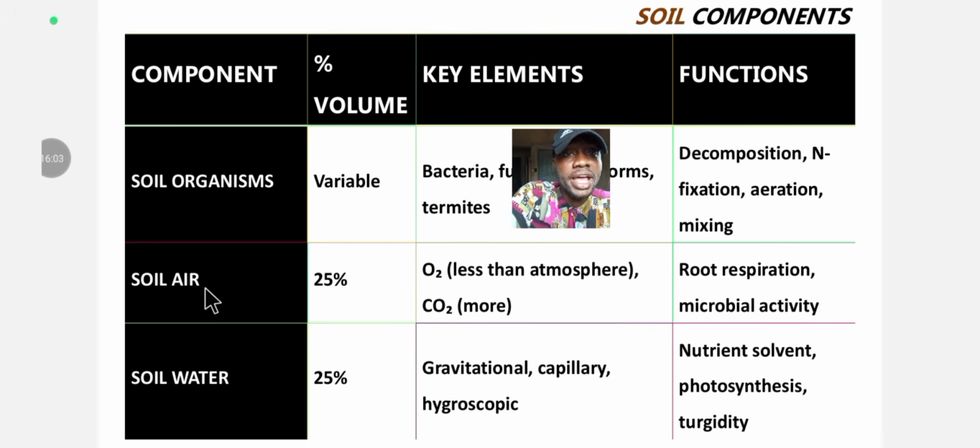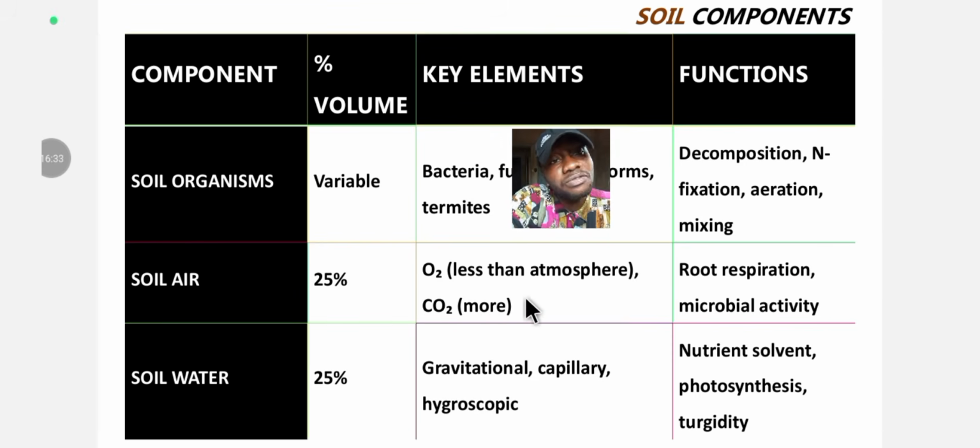The next is soil air. All right, soil air makes up about 25% of the soil volume, and it consists of oxygen, less than what you have in the atmosphere. Okay, so the oxygen in the soil is less than the oxygen available in the atmosphere. You have carbon dioxide, which is more. Carbon dioxide is more in the soil than oxygen.